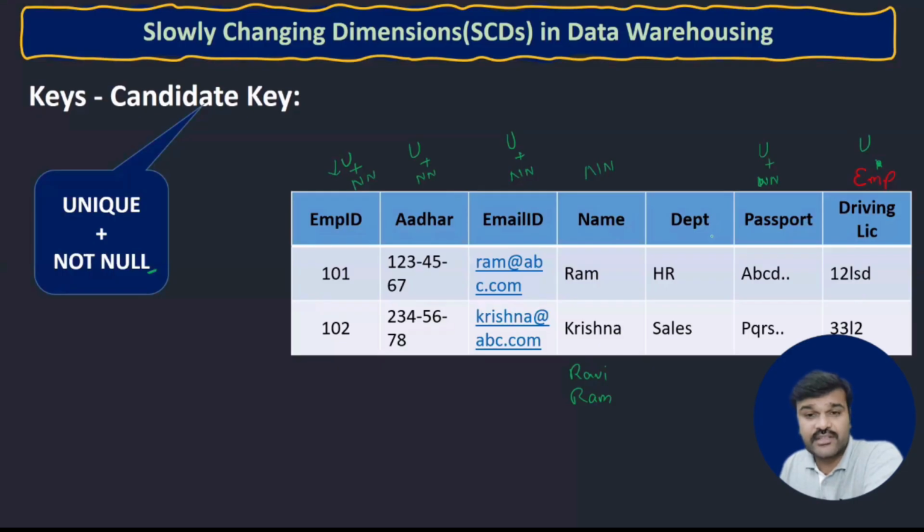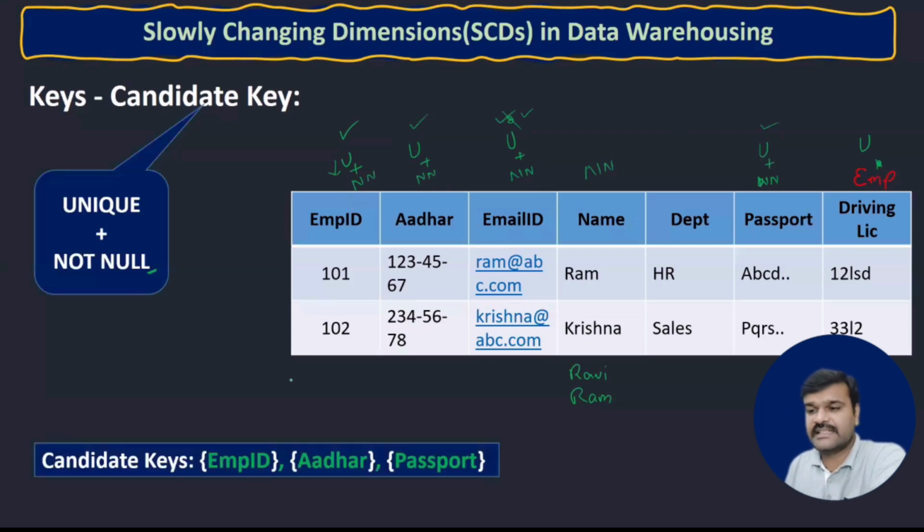Then when does it become a candidate key? Very simple: which column is following both unique and not null. This is following, this is following, this is following, and this is following. We are not considering this one, but whichever follows both, unique and not null, is a candidate key simply. So from this table, who will become the candidates? Employee ID, Aadhaar, passport, and of course email ID also.